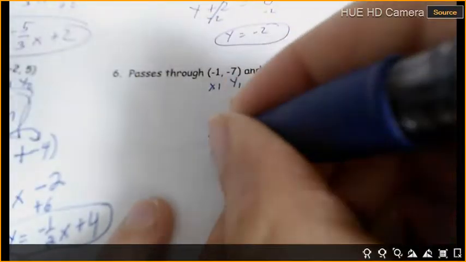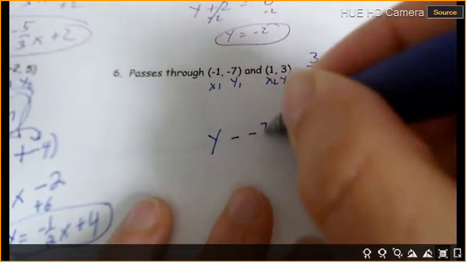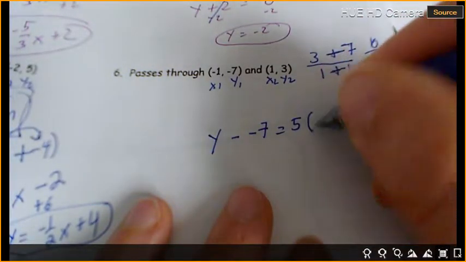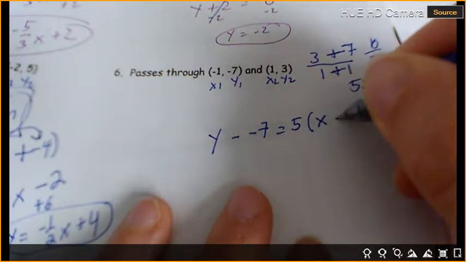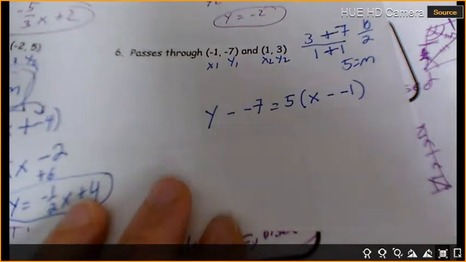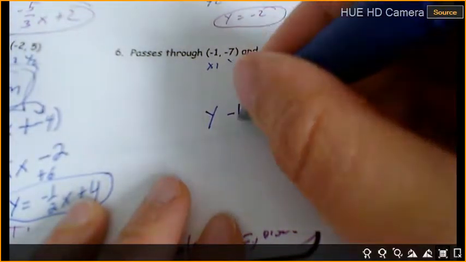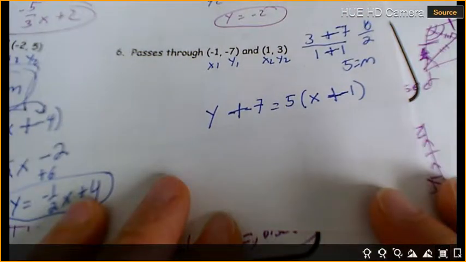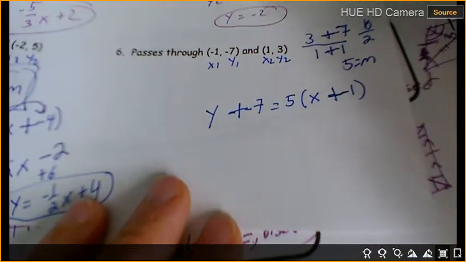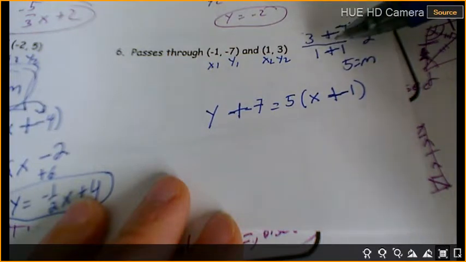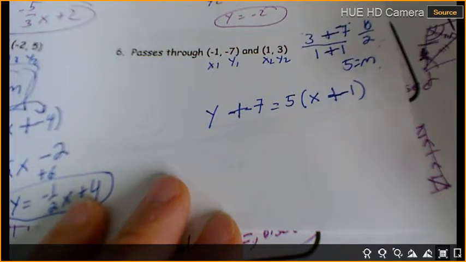So then we're going to go y minus negative 7, because that's y1, equals m, which is 5, times x minus a negative 1. Now, we have two negatives next to each other, right? So we turn it into a positive. How did I get 5? So we go 3 minus a negative 7 is 3 plus 7, right? So that's 10. 1 minus a negative 1 is 1 plus 1, which is 2. 10 divided by 2 is 5.